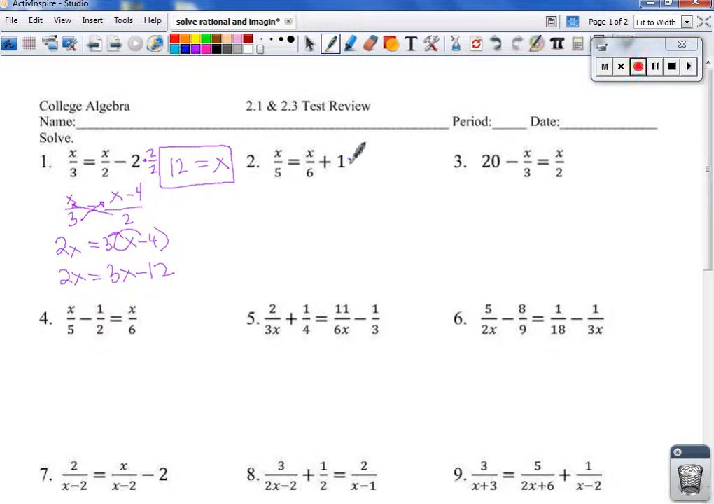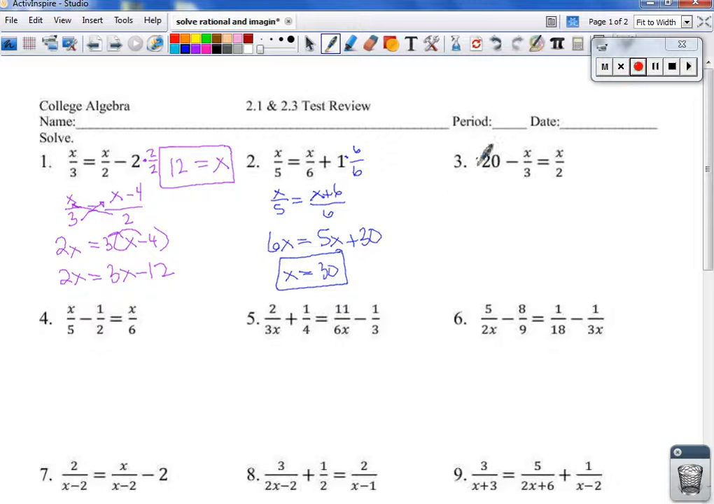So I'm going to run through these other ones kind of quickly because they're all basically the same. So multiplying this by 6 over 6. x over 5 equals x plus 6 over 6. Okay, once again cross multiplying. 6x equals 5x plus 30. So x equals 30. So 30 divided by 5 is 6. 6 equals 5 plus 1. Yes, it does. So 30 is the right answer.